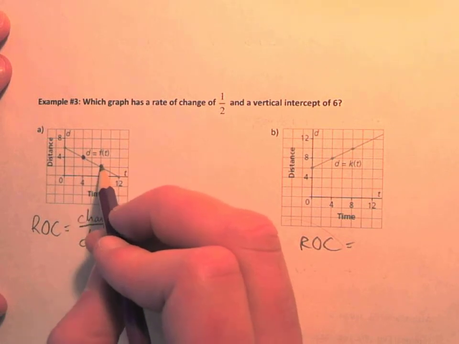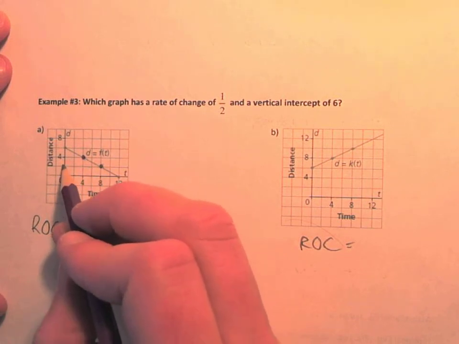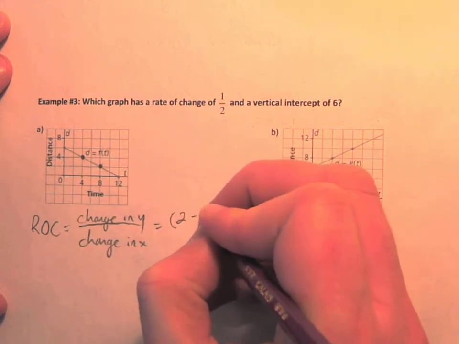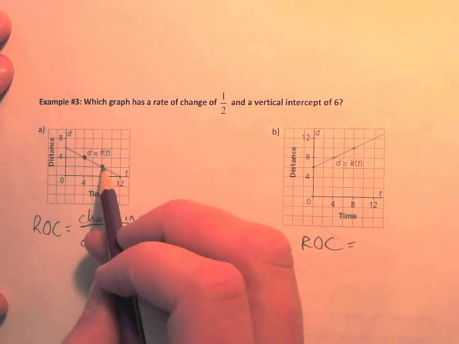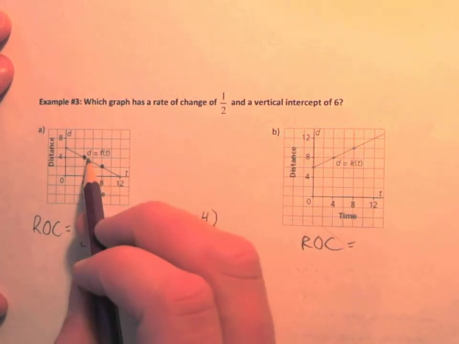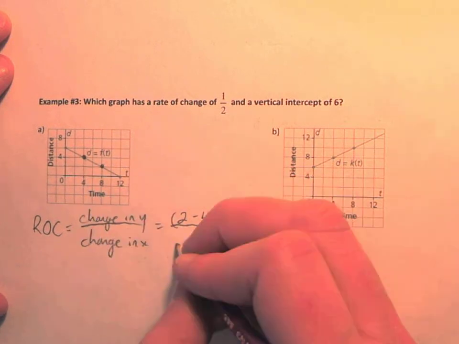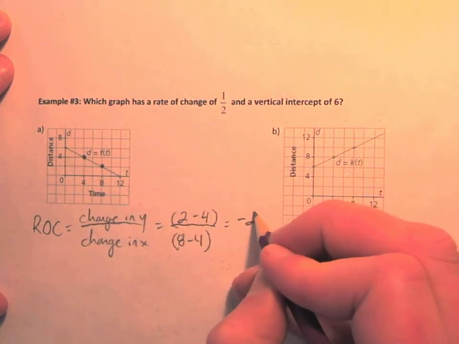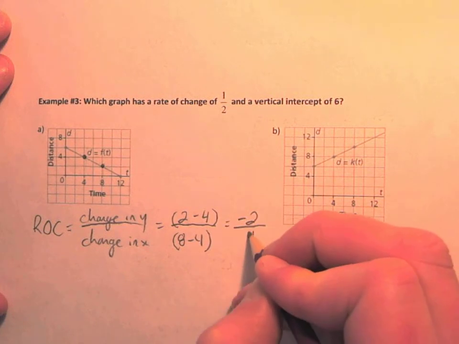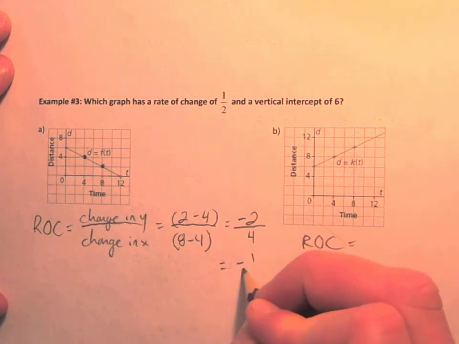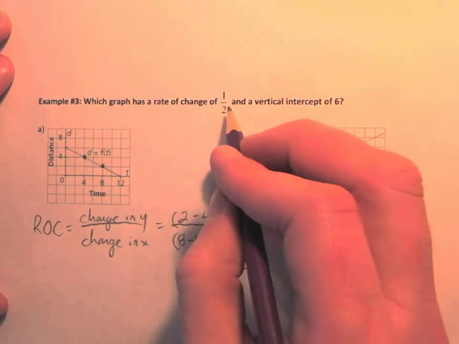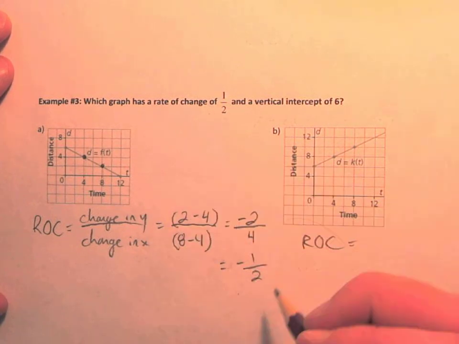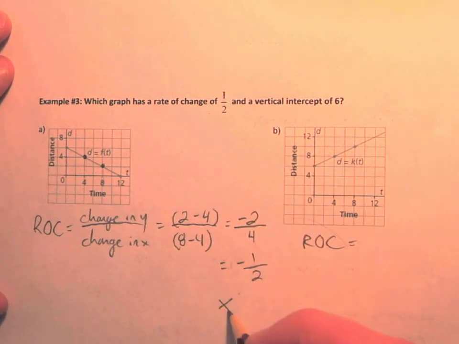So the second y value is 2. Your first one is 4. So you're going to go 2 minus 4. Change in x is down here. Your second one minus your first one, so 8 minus 4. This will give us a negative 2 on the top and a positive 4 on the bottom, and we can simplify that to negative 1 over 2. Is that a rate of change of 1 over 2? Almost. It has a negative though, so that's not. So that one does not.